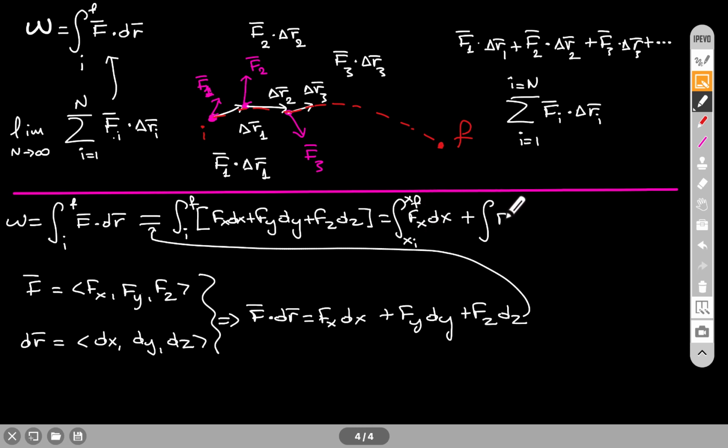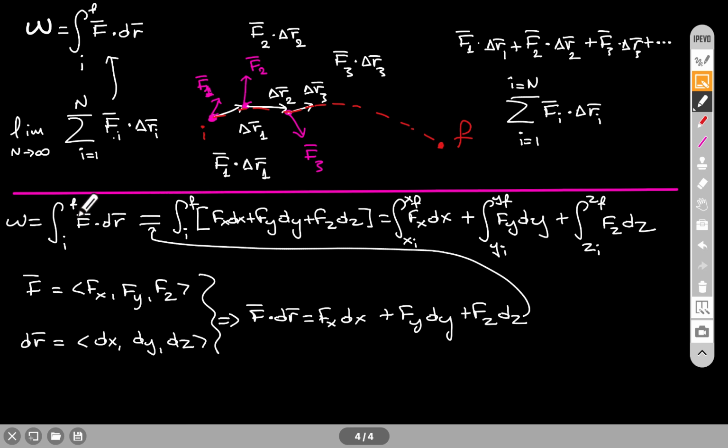And here I will have Fy dy, and that goes from y initial to y final, plus the same thing in the z, from z initial to z final, Fz dz. Now, I'm not going to use specific numbers for Fx and x initial and x final and so on, but if you have a problem where you're given the force and the initial and final positions, then you can do these calculations, and the sum of these three integrals will give you the work done by this force.